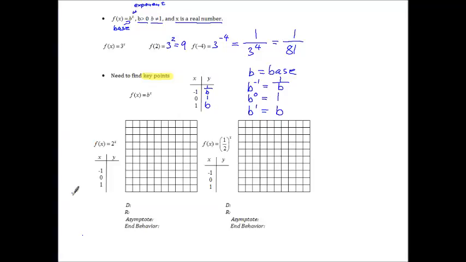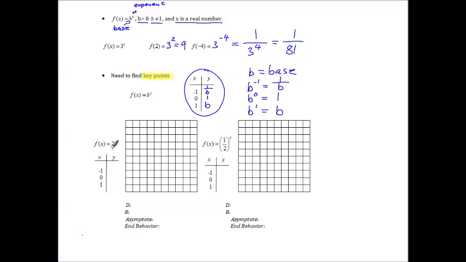So keep those key points in mind and always refer back to them, and then everything else from there we do using our transformational approach. So then let's go and graph our first example here.